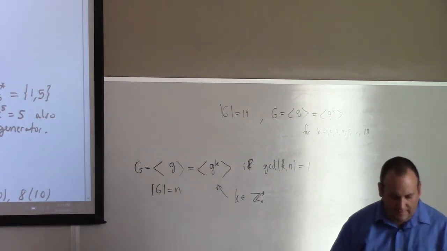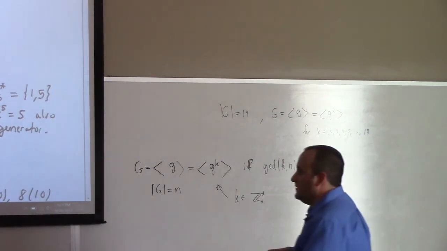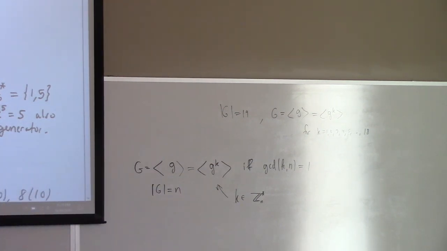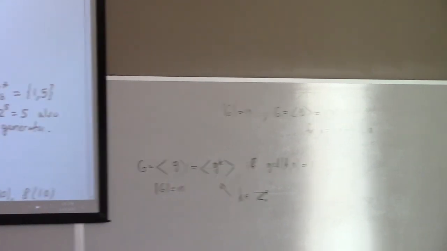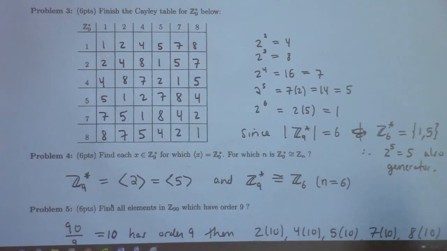Okay. So I don't think you guys knew that. A lot of people did not have a clear understanding of how to get other generators. Like once you have one generator for a cyclic group, how do you get other generators? Theorem 8 told us that.